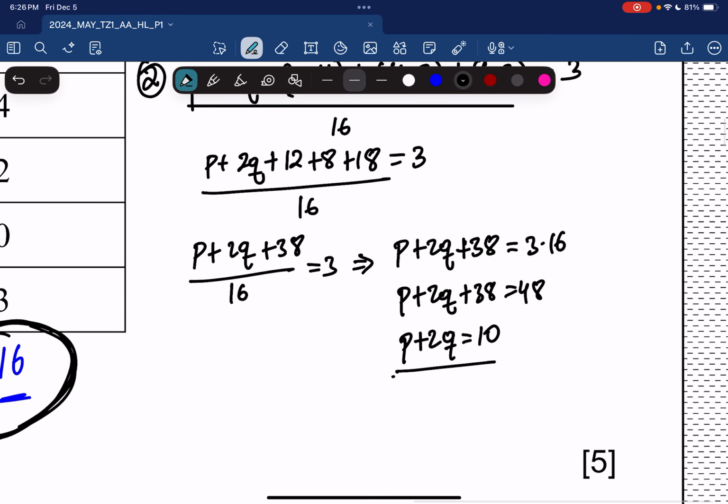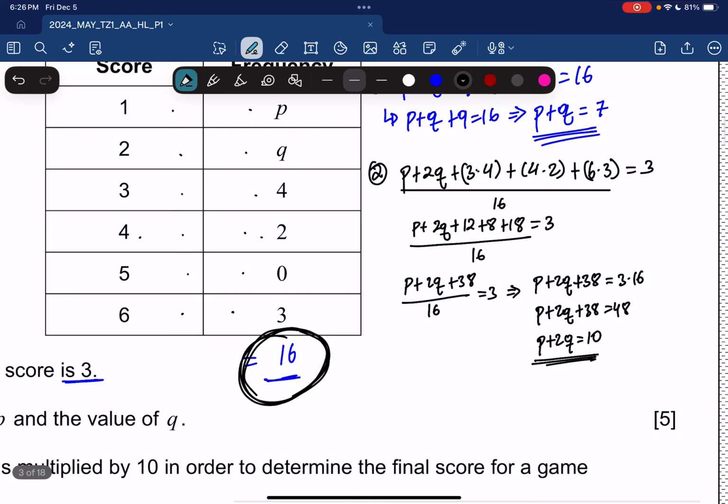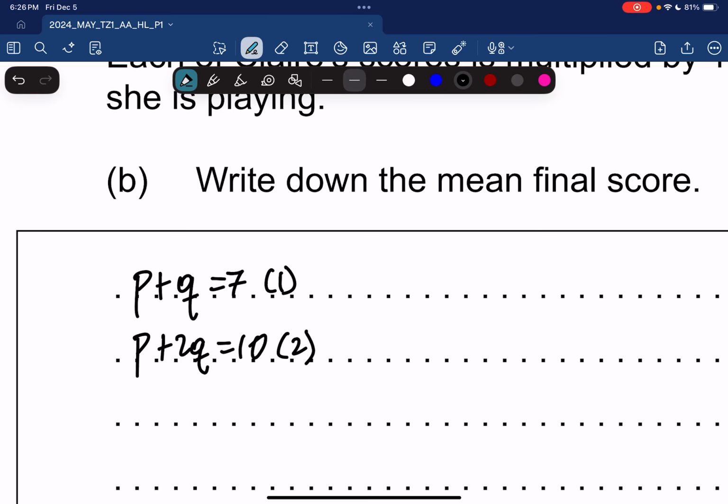Fine. Now I have two beautiful formulas that link P and Q. The first one, I'm going to come down here, is P plus Q is equal to 7. So I'm going to call it equation 1. And then the second one is P plus 2Q is equal to 10. Now, I can go ahead and try to do a substitution, whereby I'm going to try to solve for Q or P using the other one. So I can solve P using Q and Q using P.